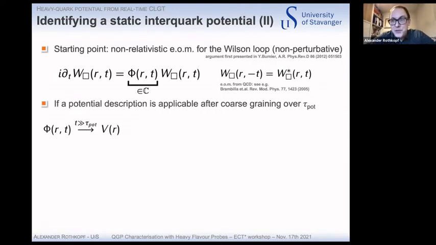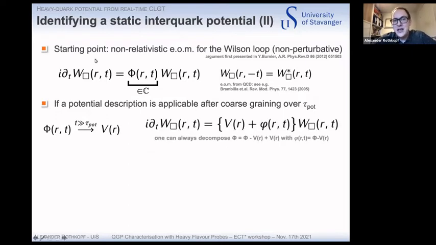Now, if a potential description is applicable after some coarse graining over a time period tau pot, then this function capital Phi has to become time independent after that time period. That is what it means if the potential exists. And indeed, now let us assume that the potential picture exists. Then we can always write the time evolution of the Wilson loop in this form: on the right-hand side, we now have the V of r that is time independent plus some function small phi, and that is just the capital Phi minus the potential. This small phi will be a function that goes to 0 for times larger than tau pot. Okay, what does this give us?